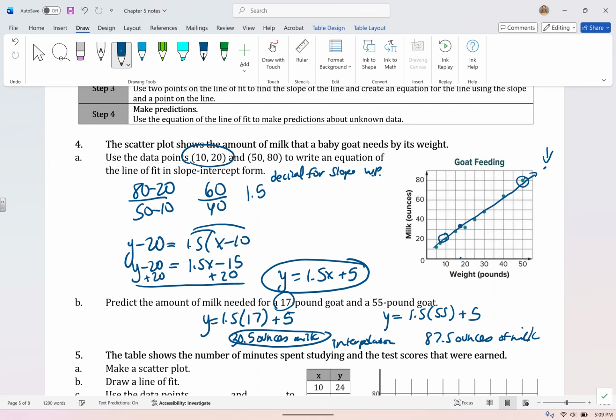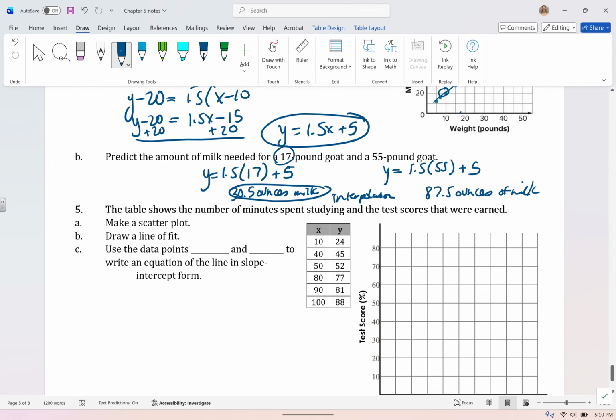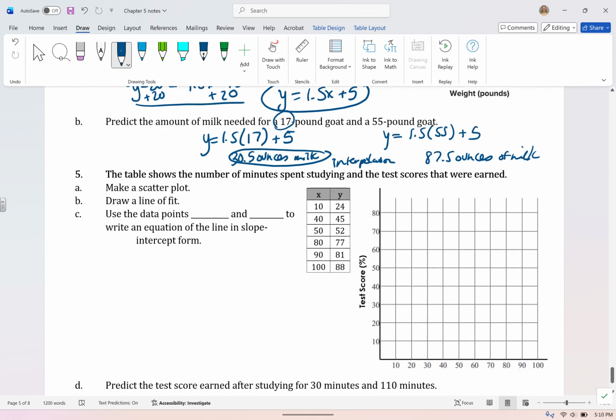So the trend is going uphill. The line of fit is what we drew there. It has a positive correlation. The more it weighs, the more the amount of milk increases; the y value increases. And so we can plot these as well. If you plot some of these points, 10 is going to be at 24, 40 is 45, 50 is 52, 80 is 77, and 100 is 88. And so it's increasing as well.